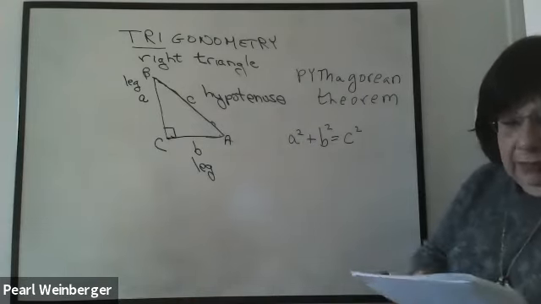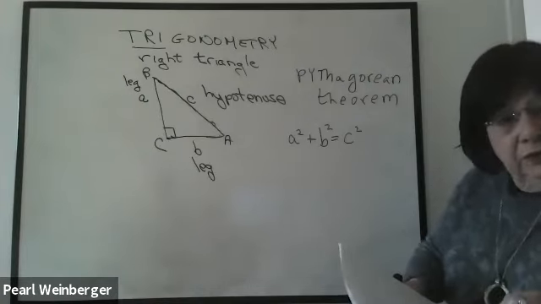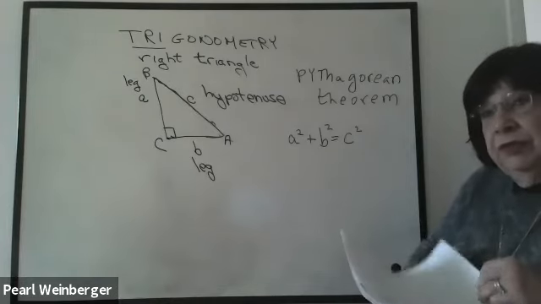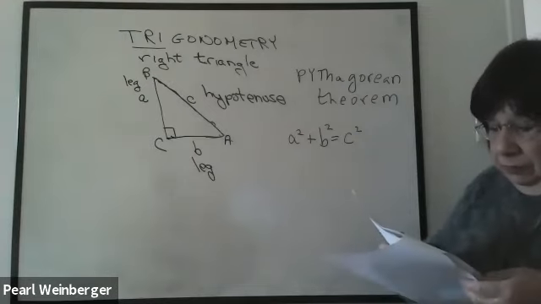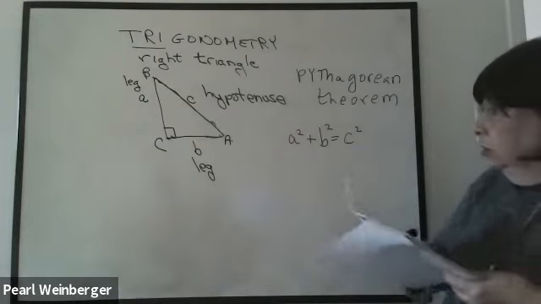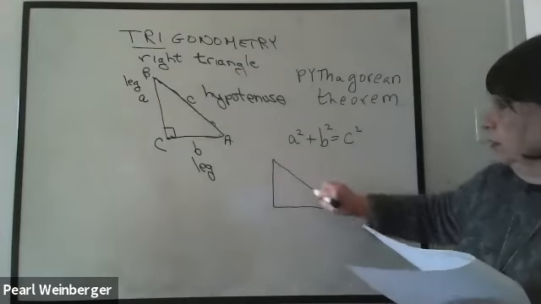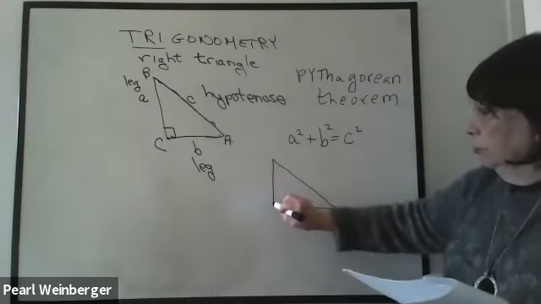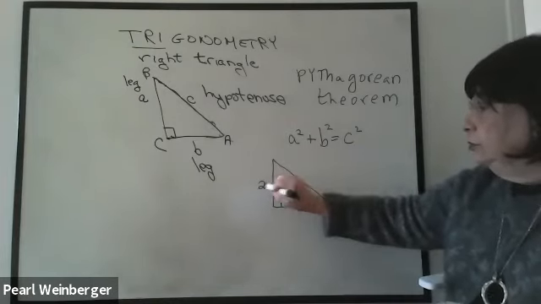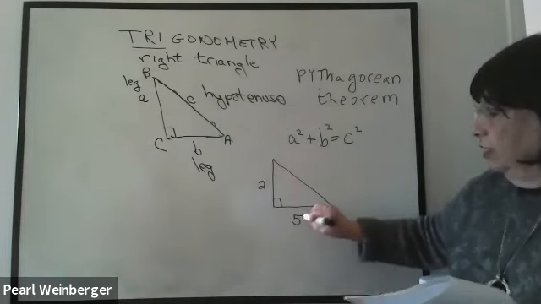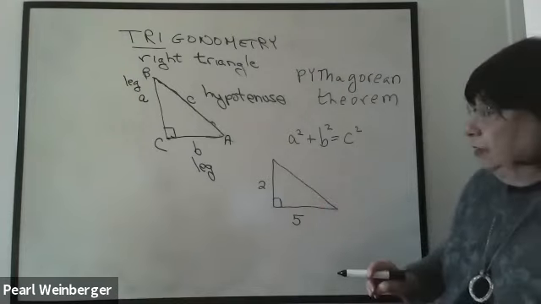Now, how does this help us? This helps us because once you know two sides of a right triangle, you can always figure out the third side using this formula. For example, suppose I give you a picture of a triangle that's a right triangle. We'll note right triangle here. And they tell me this side is 2 and this side is 5. And they want me to find the hypotenuse of this right triangle.